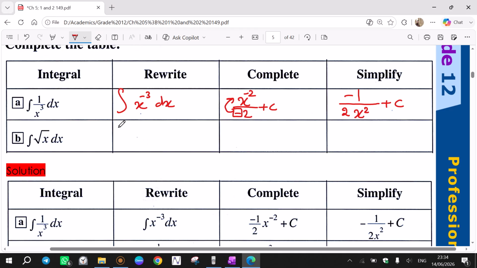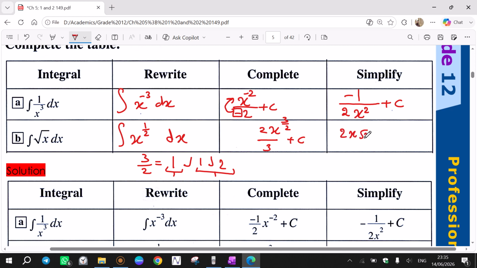This one, square root x, I can write it as x power 1 over 2 because the x is power 1 and there's square root. Dx, the integral will be power plus 1 over new power. X power 1 over 2, 1 over 2 plus 1 is going to be x power 3 over 2, and here flip the 3 over 2, 2 over 3 plus c. Simplifying, if you write in your calculator 3 over 2, you are going to see 1, 1, 2. The first one is x power 1. The 1 over 2 is square root x. So that's 2x square root x all over 3 plus c.